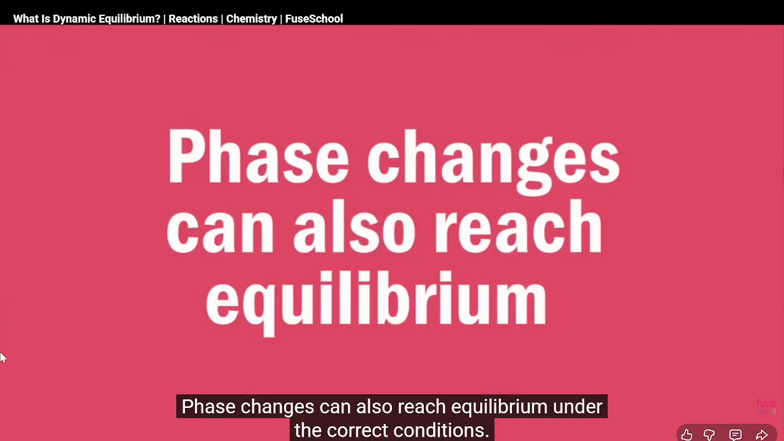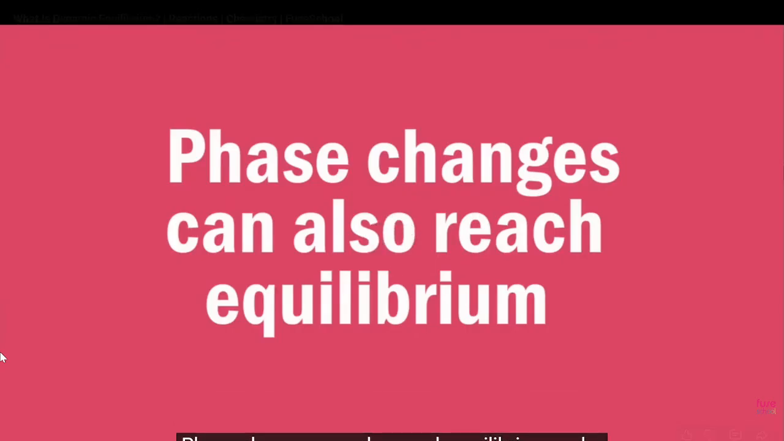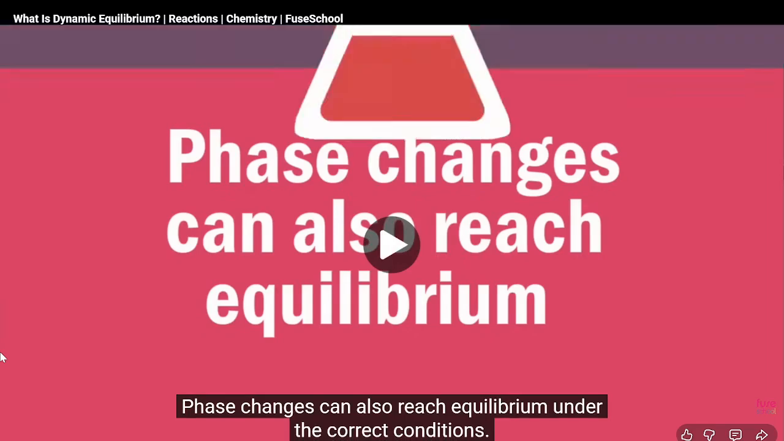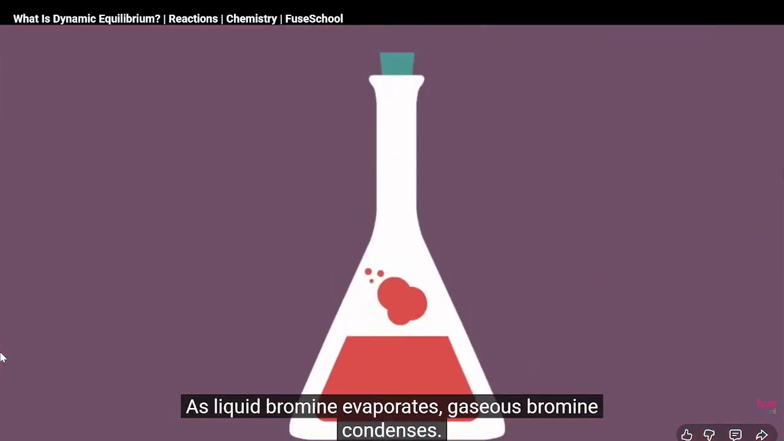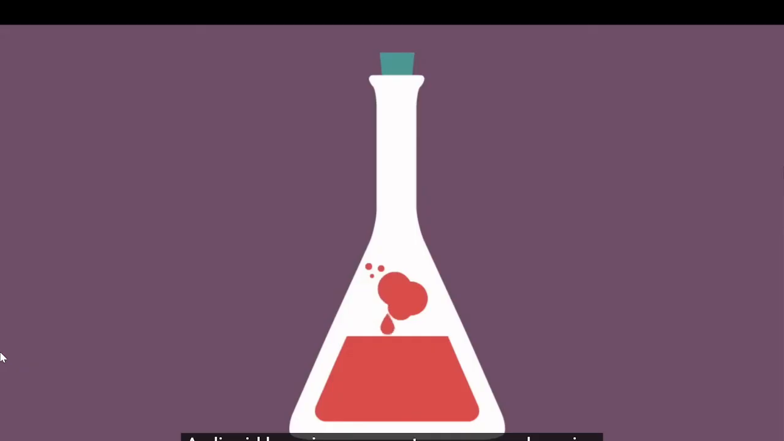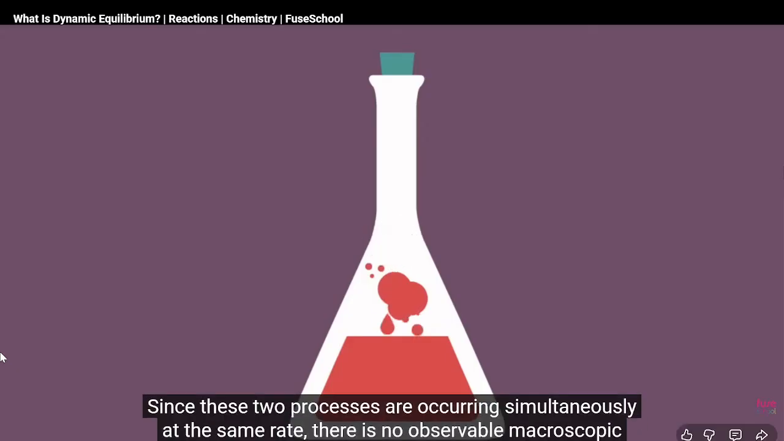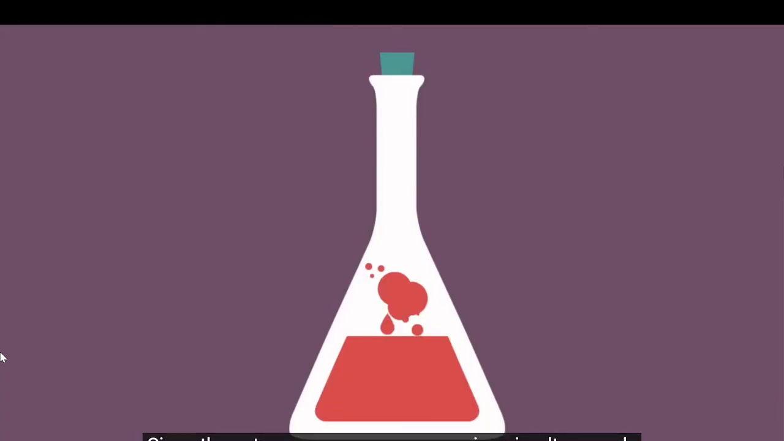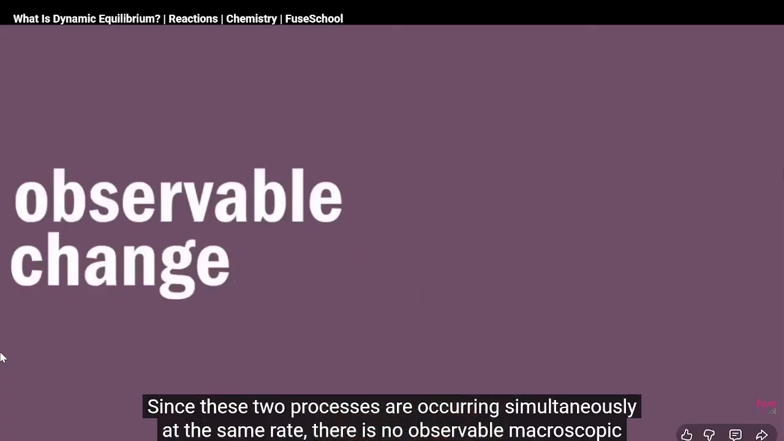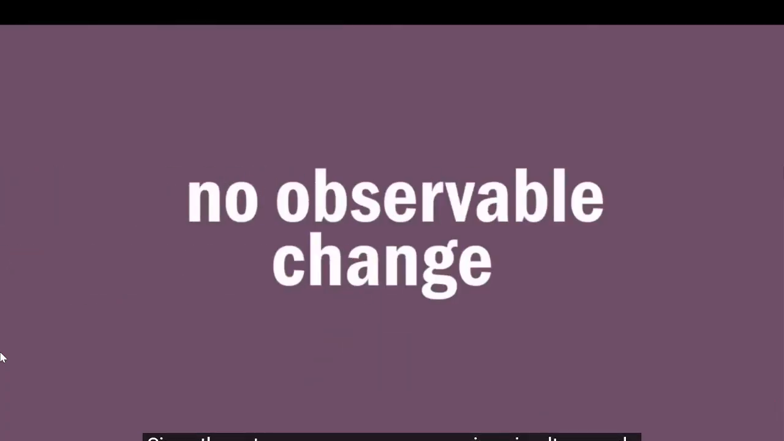What are the correct conditions? The system has to be closed. As liquid bromine evaporates, gaseous bromine condenses. Since these two processes are occurring simultaneously, what does simultaneously mean? At the same time. At the same rate, there is no observable macroscopic change.